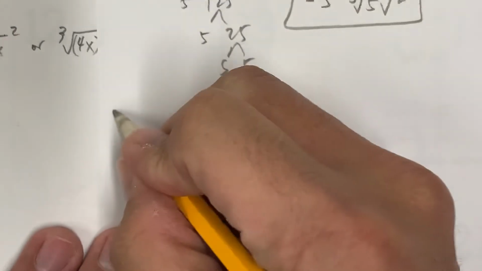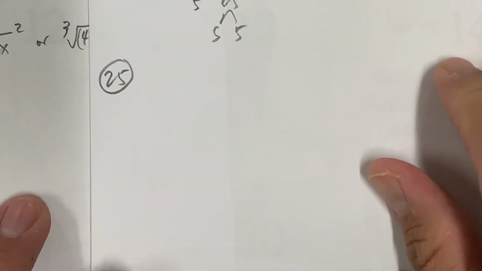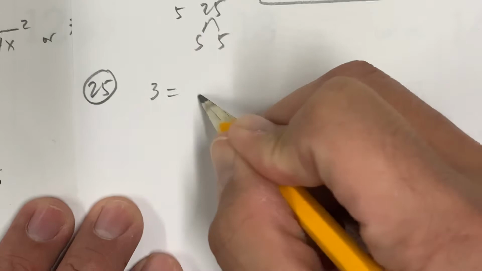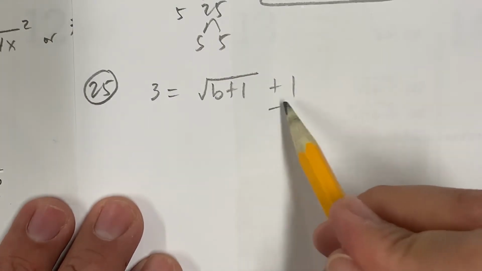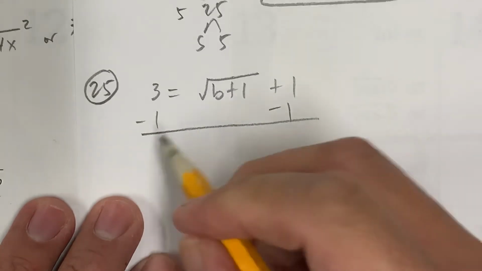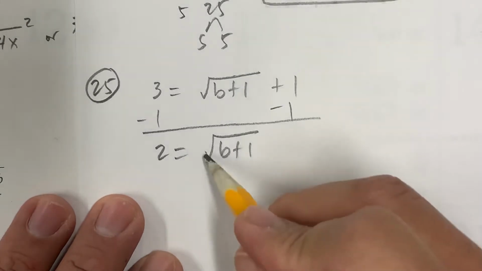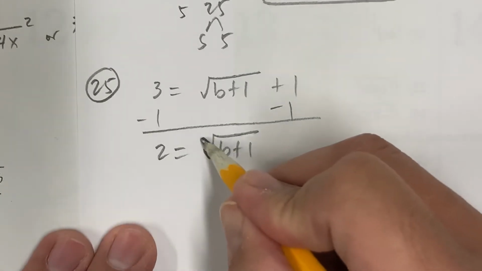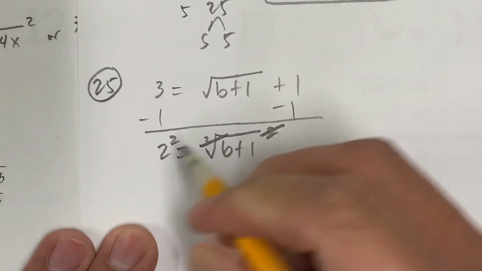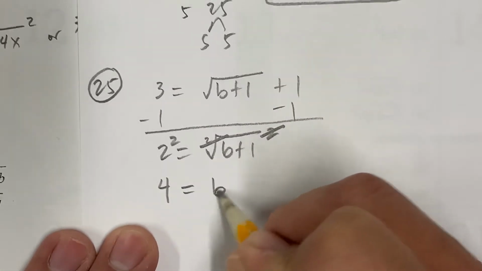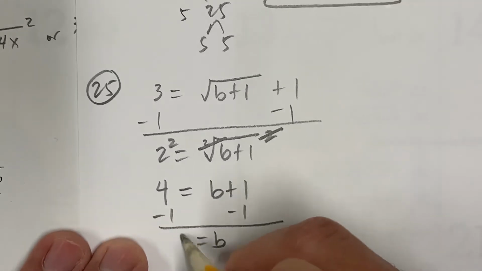Next, number 25. The equation is 3 equals square root of b plus 1, plus 1 there. You need to subtract 1 first here. You need to subtract 1 there. This will give you a 2 equals square root of b plus 1. And then how do we get rid of the square root? Okay, the index there is 2, so we have to square it here, square it there. This will cancel. This will be 4 equals b plus 1. Minus 1, minus 1 is going to be b is equal to 3.